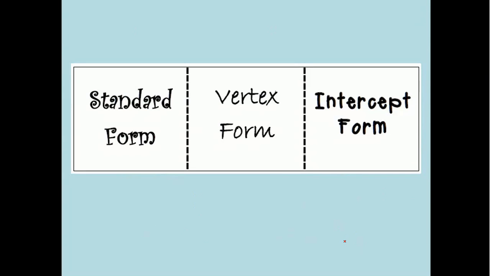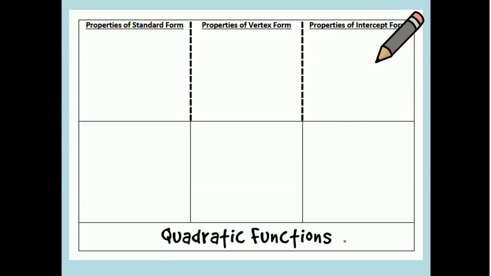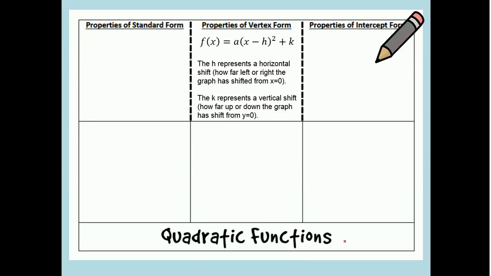Go ahead and grab that foldable out again today. We're going to fill in the properties of vertex form. So very first thing, let's write the vertex form. f of x equals a times parentheses x minus h squared plus k. First things first. h represents the horizontal shift, how far left or right from 0 the graph shifted. Okay? k is representing the vertical shift. How far up or down did you go from 0? Your vertex is (h, k). So that's going to be our way to find our vertex, is thinking, how did this shift? How would this move?